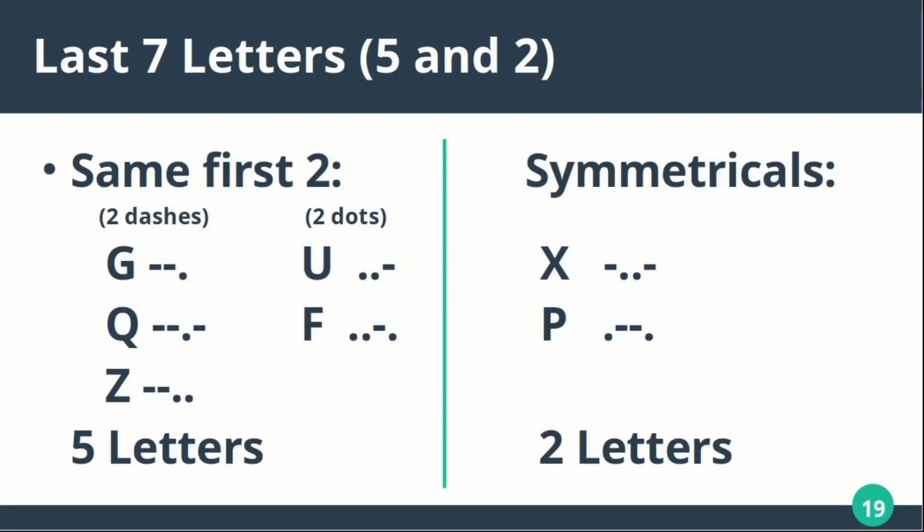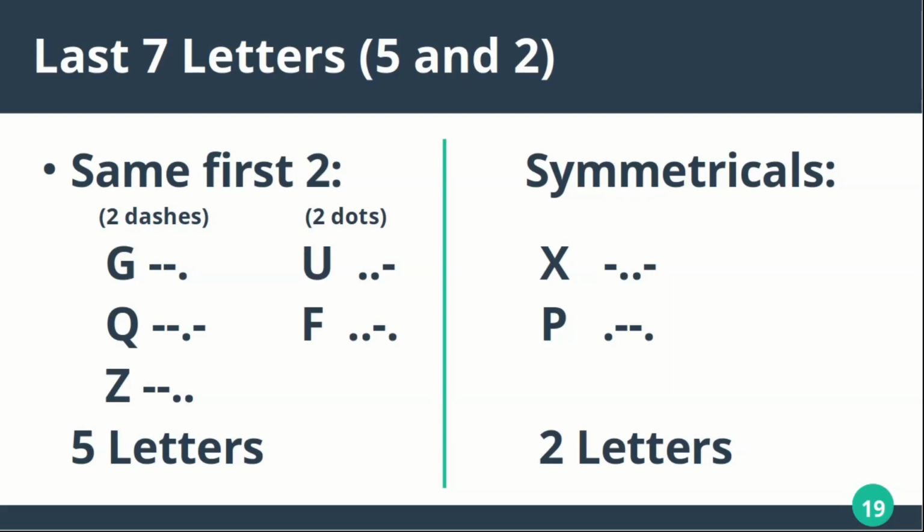On the left-hand side, same first 2 symbols. So with the G, Q, and Z group, instead of having one symbol and then repeating or doing some combination of things, you have 2 of the same symbol and then some other thing following. So in the case of G, Q, and Z, you've got dash, dash, dot. G is kind of the root of that group, or M even, because it's dash, dash. From that follows dash, dash, dot as G. Q is dash, dash, dot, dash. And Z is dash, dash, dot, dot.